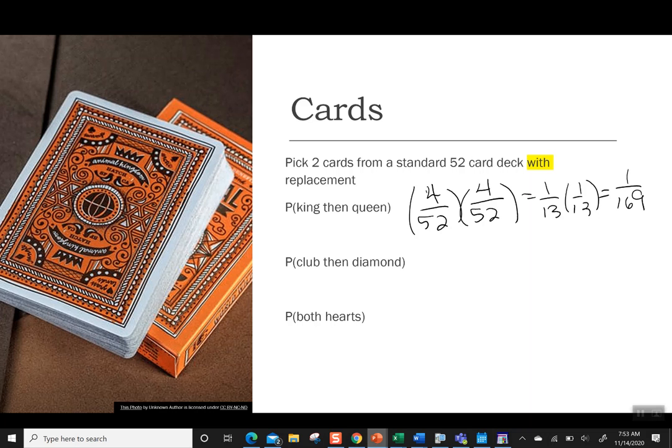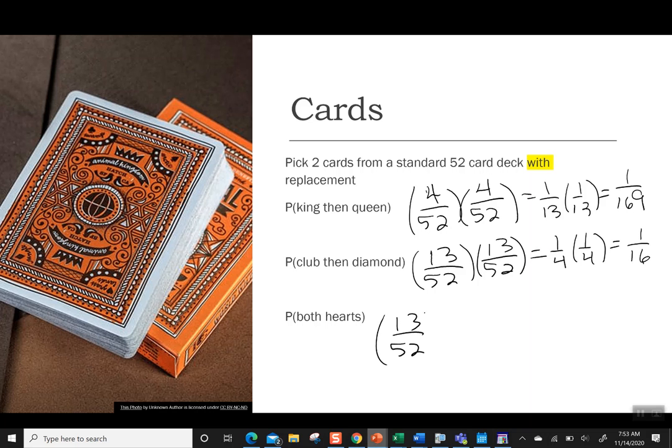Okay. Club, then diamond. Well, we said there were 13 clubs out of 52 cards. And because I put that card back in, I have 13 diamonds out of 52 cards. 13 over 52 is 1 over 4. Again, I have that twice, so I end up with 1 over 16. Both hearts, 13 over 52, because there are 13 hearts in a deck, and I put that card back in, so I still have 13 over 52. So this time I have the same answer as I did for the previous one, which is 1 over 16.